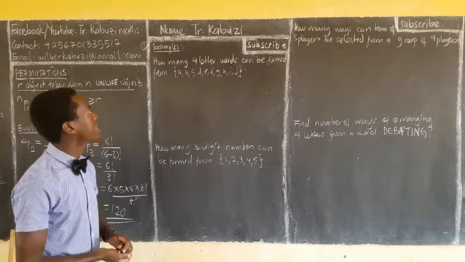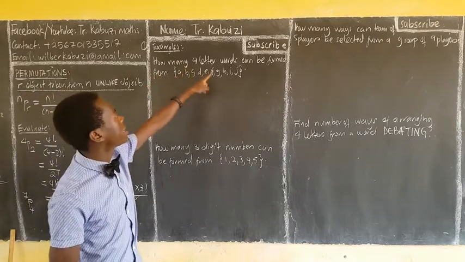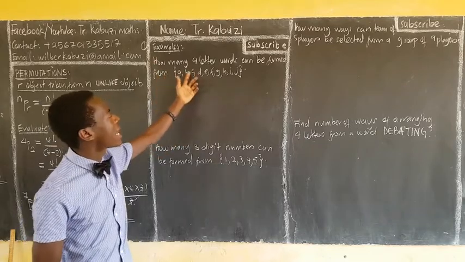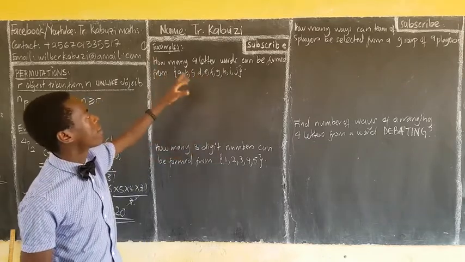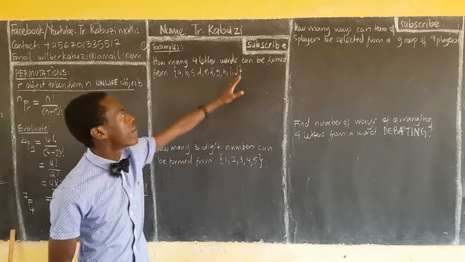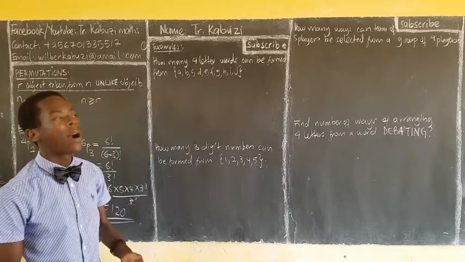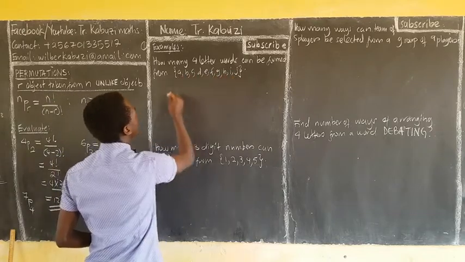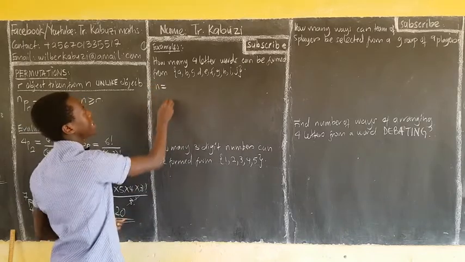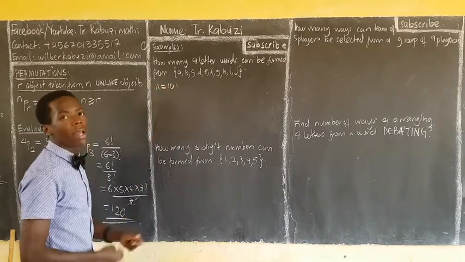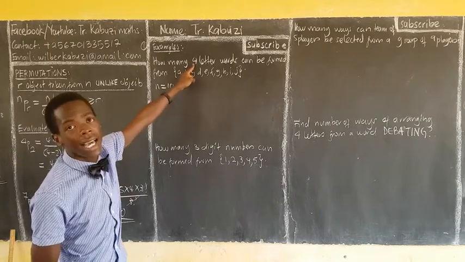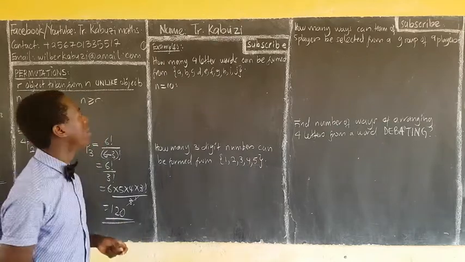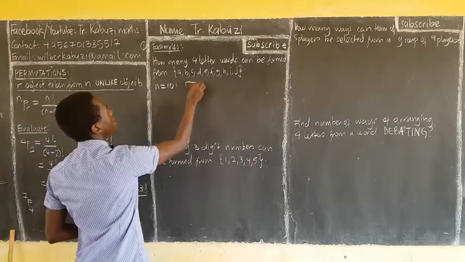Now, look at this. How many 4-letter words can be formed from these letters? These letters are different. They are unlike. So I want to form a word of 4 letters from these. First of all, you count. How many are they? 1, 2, 3, 4, 5, 6, 7, 8, 9, 10. So the unlike objects are 10. So my n is 10. Now I want to form a word of 4 letters, meaning out of this I'm going to be picking 4 letters. So my r is equal to 4.